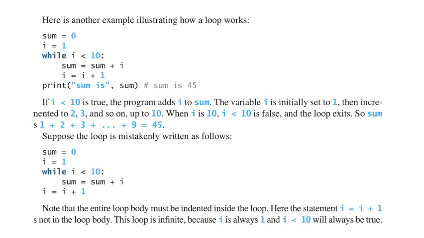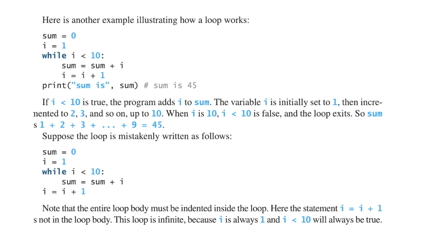If i is less than 10 is true, the program adds i to sum. The variable i is initially set to 1, then incremented to 2, 3 and so on up to 10. When the value of i is 10, the condition i is less than 10 is false and the loop exits. So sum is equal to 1 plus 2 and so on up to 9. So you will get 45.